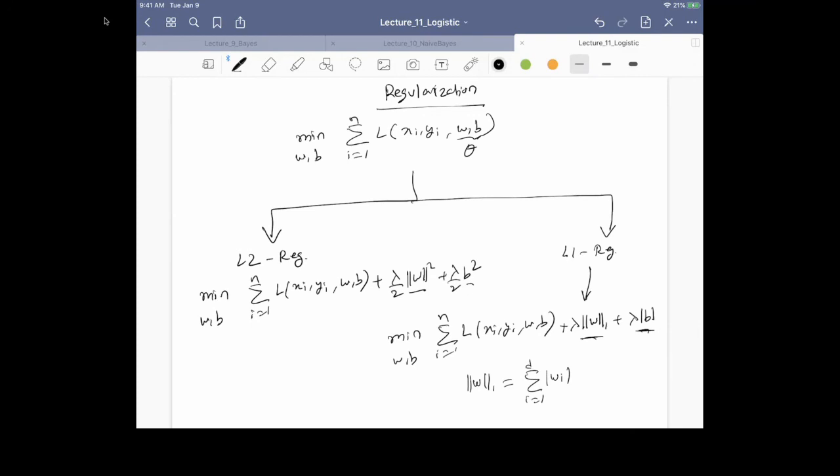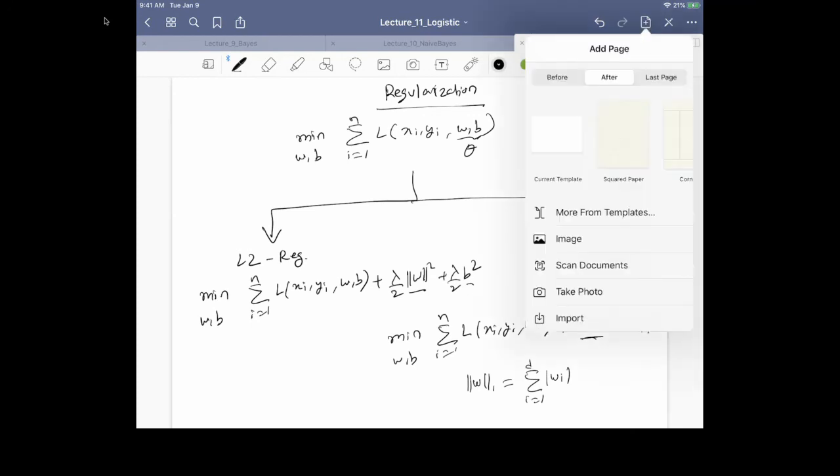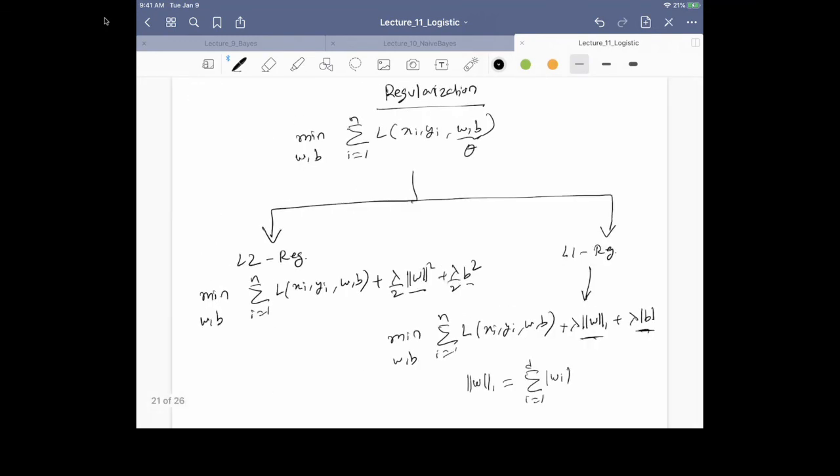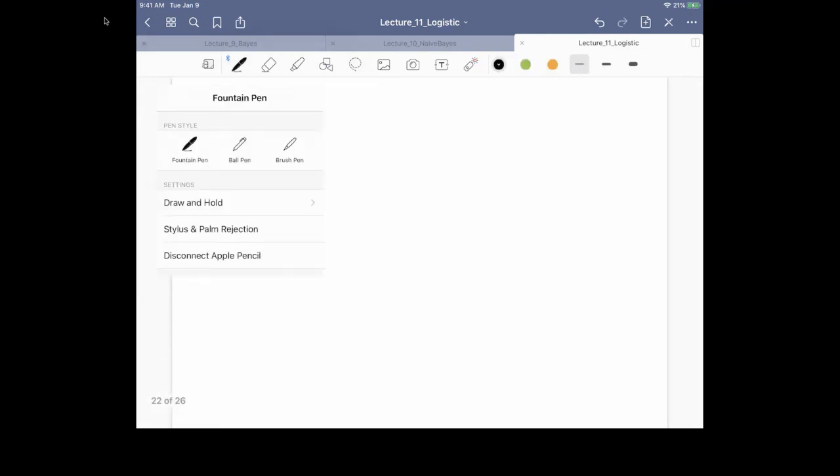Any idea of why it will do that? Yeah, so the intuition is correct. L2 regularization just tries to get the weights to be as low as possible. But L1 regularization additionally tries to make some of the weights zero. And one way you can think about this is as follows.